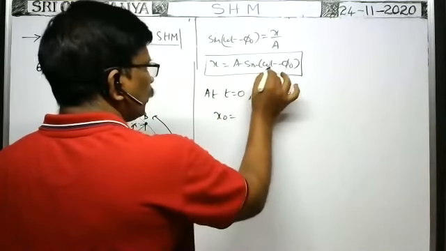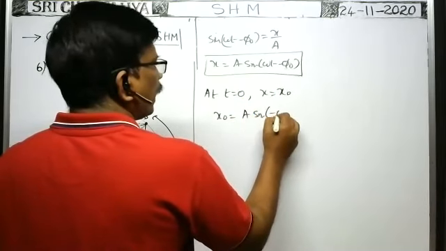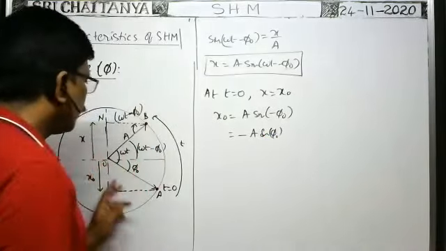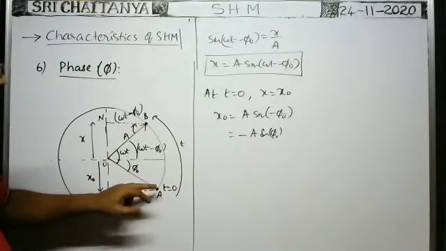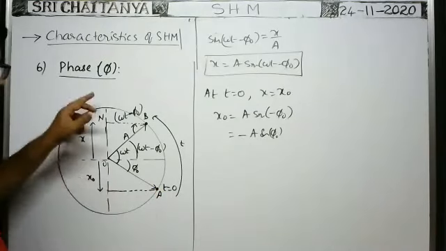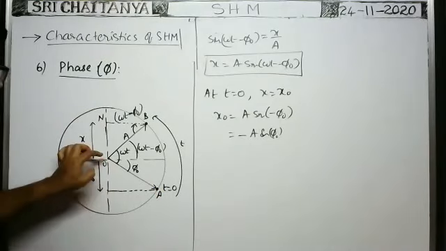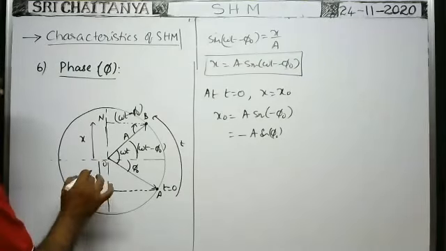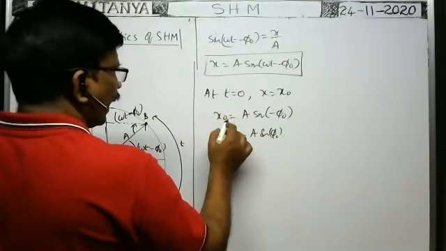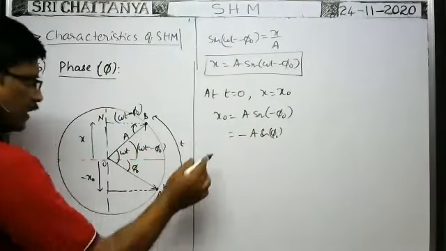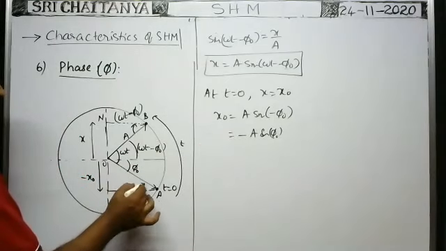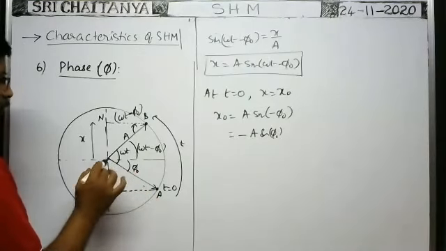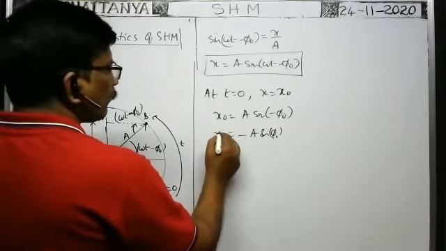So x naught is equal to, you put t equal to 0, a sin of minus phi naught. That is equal to minus a sin phi naught. You see, initially at t equal to 0, when the particle lies here, then the projection on the y-axis lies at this point, which has displacement x naught in the negative direction. Negative direction, because this is positive and this is negative. Minus x naught only, no? So at t equal to 0, I got the displacement x naught is negative only. Is it equal to this one or not? You see, if the angle is phi naught, then sin phi naught is equal to minus x naught by a, or x naught is equal to minus a sin phi naught. That is what we got.